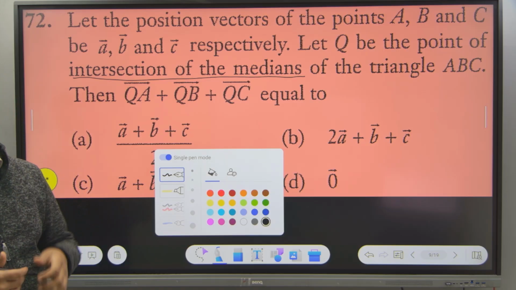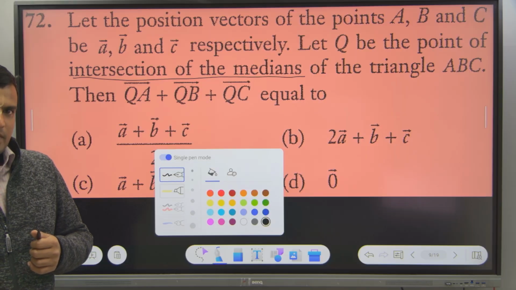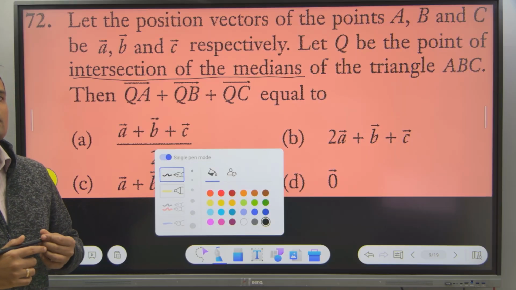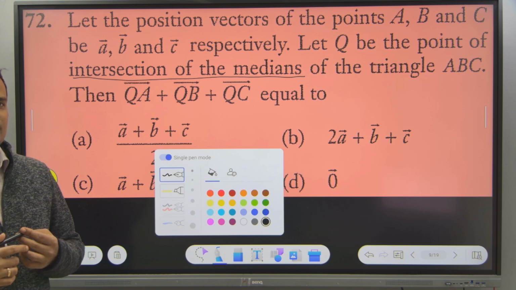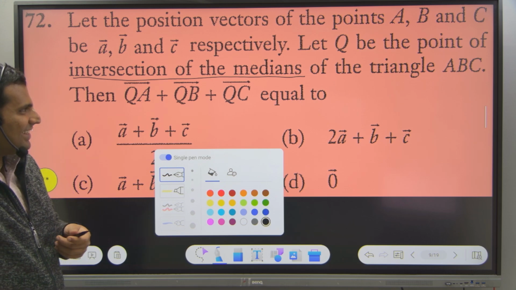Second bench, boys, right corner. Yes, one with sweater. Please pay attention. Yes, you are solving. You are sleeping.